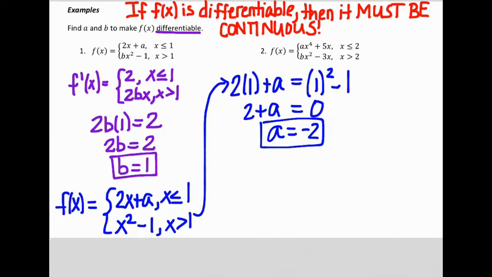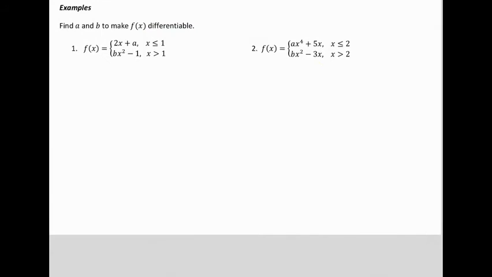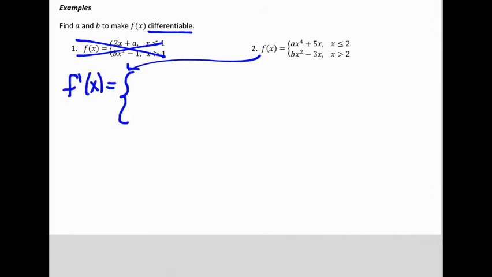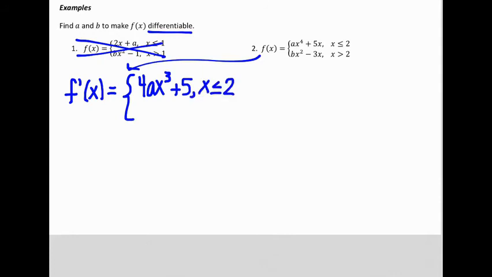I knew I was going to need some more space, so I copied this page again so that we can do number 2 and have enough room. So again, we want differentiable, so we're going to start by taking the derivative. So power rule on the top, multiply down the 4, and subtract 1 from the exponent. The derivative of 5x is just 5, and you keep the domain. Power rule on the bottom, multiply down the 2, subtract 1 from the exponent, so 2bx, and then the derivative of 3x is 3. Again, keep the domain.